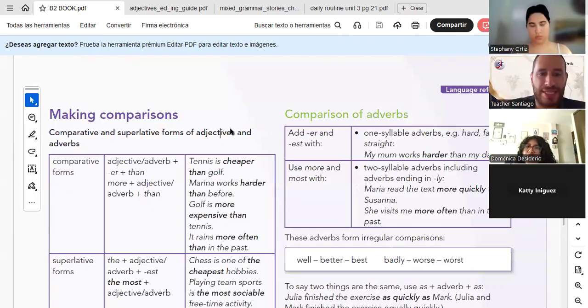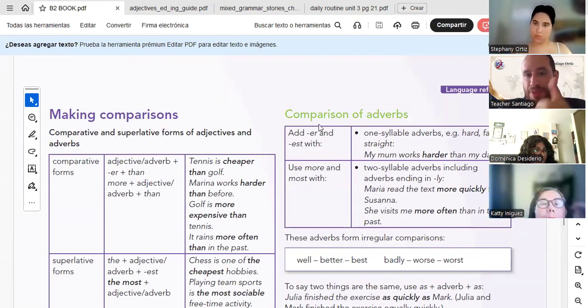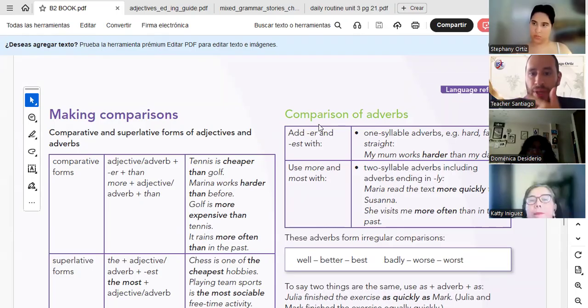So guys, let's check making comparison. As we mentioned yesterday, we have two possibilities: comparative or superlative, adjectives or adverbs, right? That's the way we have, or the possibilities we have to make a comparison. So let's check it quickly.